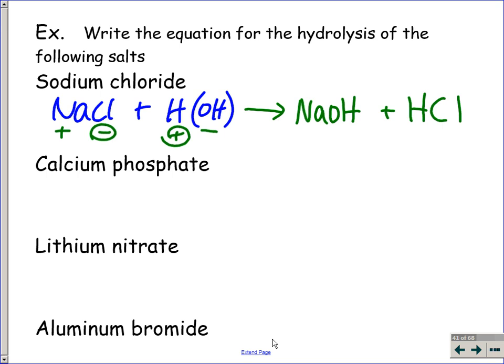Crisscross charges, people. Look at your polys if you need them. Don't forget to crisscross both charges though. So one has a charge, the other one has a charge, and you're crisscrossing both.